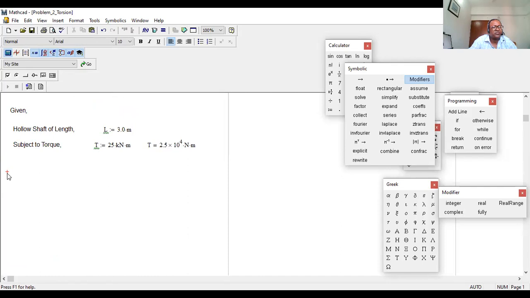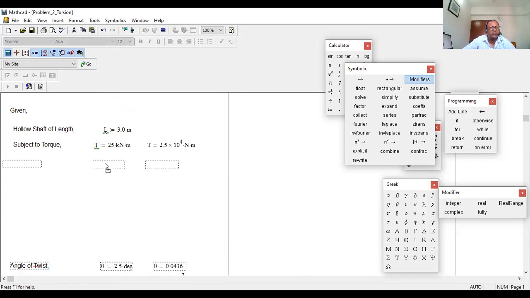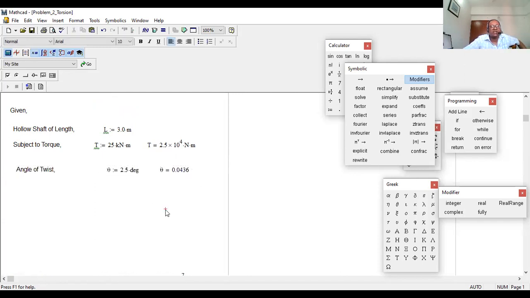Then angle of twist is given as 2.5 degree, right? So angle of twist, or if you say angle of deformation, whatever you mention, 2.5 degree. You convert it into radian. How to convert to radian? Multiply by pi divided by 180. So you get the radian, theta. Then for that, pick up the next one.